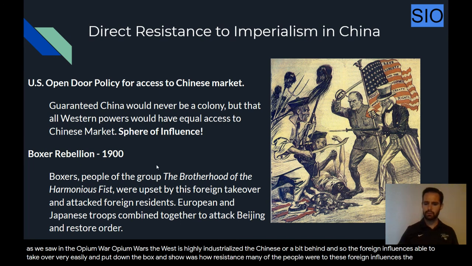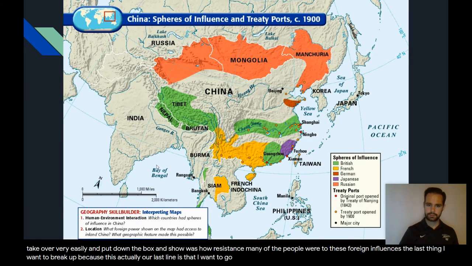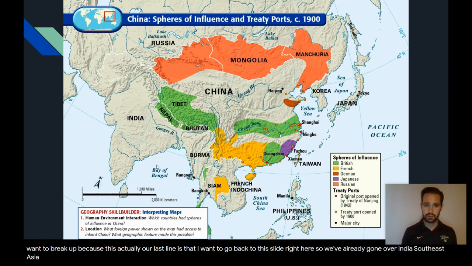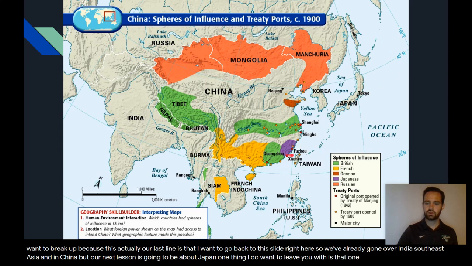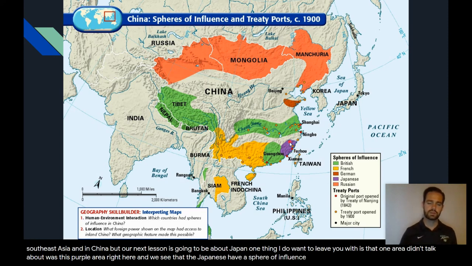The last thing I want to bring up, because this is actually our last slide, is that I want to go back to this slide right here. So we've already gone over India, Southeast Asia, and China, but our next lesson is going to be about Japan. One thing I do want to leave you with is that one area I didn't talk about was this purple area right here. And we see that the Japanese have a sphere of influence in China.